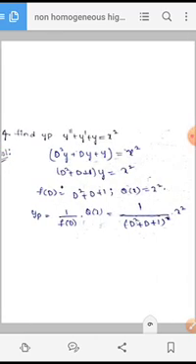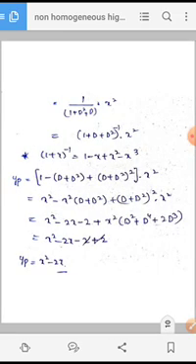Here, to find the particular integral of y'' + y' + y = x^2, this can be written as f(D) y = Q(x). Here f(D) is D^2 + D + 1, and Q(x) is x^2. The particular integral is 1/f(D) Q(x), which can be written as 1/(D^2 + D + 1) x^2.